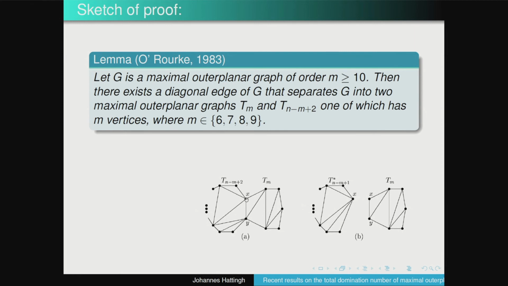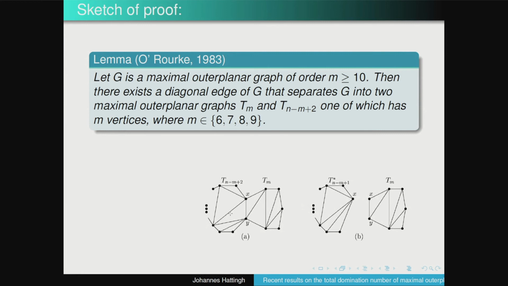There's always such a diagonal edge, such that you can break up that maximal outerplanar graph into 2 outerplanar graphs, Tm and then Tn minus m plus 2, where the maximal outerplanar graph Tm will have the number of vertices between 6 and 9. Now remember, we already covered those between 6 and 9, so you can already say what is the total domination number for the smaller piece. And then, of course, you set up your induction assumption. You can play around with induction assumption on the other piece.